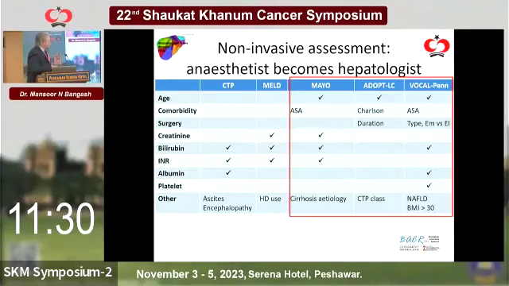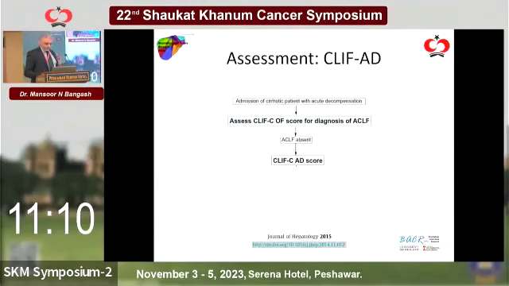The good thing is that apart from traditional measures of liver disease, such as Child-Pugh score and MELD, there are actually some specific calculators designed for anesthetists. So this is where the anesthetist can become a hepatologist. And they use different parameters which are available from laboratory testing, but essentially they also take into account comorbidity and age.